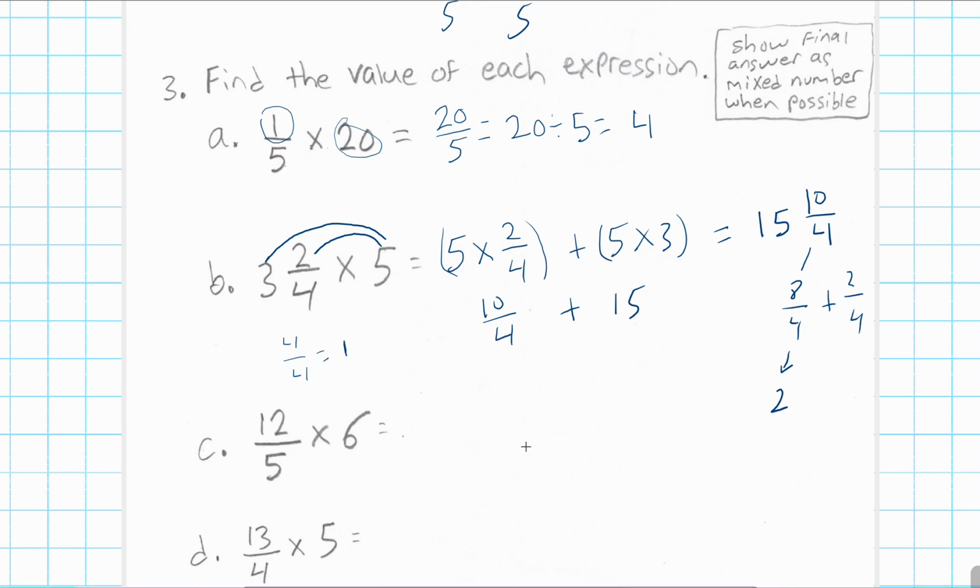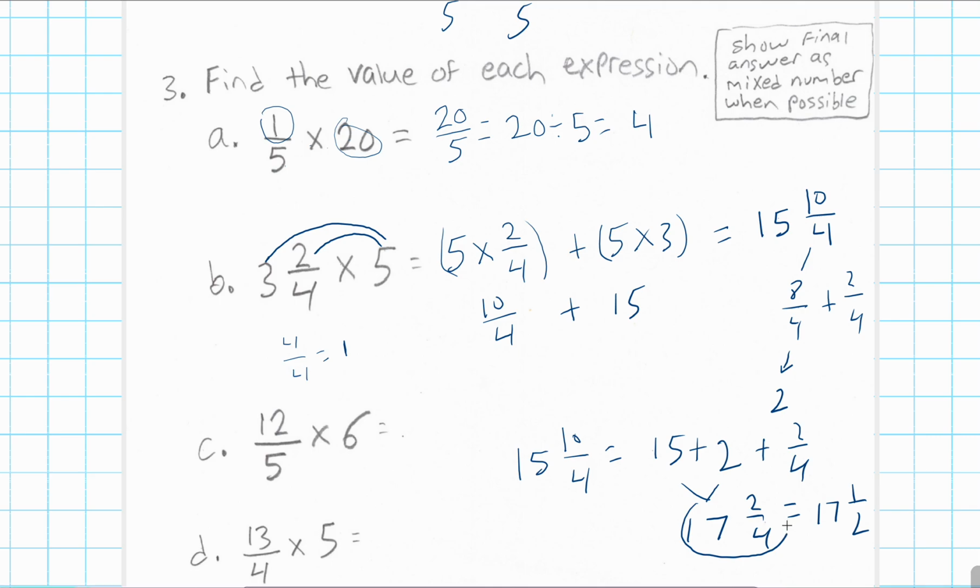So that means that 15 and 10 fourths is equal to 15 plus 2 wholes plus 2 fourths. So that means this is 17 and 2 fourths, which is the same as 17 and a half. So all of these answers are going to be valid, right? 17 and 2 fourths, 17 and a half, and also 15 and 10 fourths are all equivalent answers.